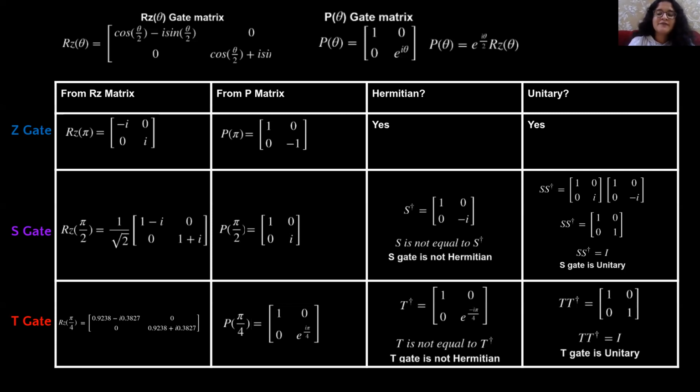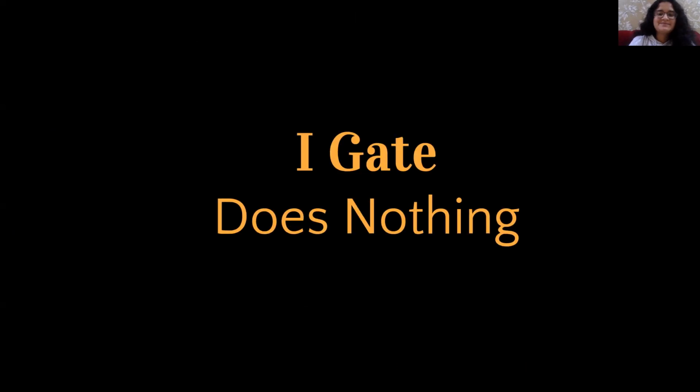So we also have an I gate, which is basically the identity matrix. And what happens when we apply it? Nothing. It does nothing. So if you have a particular state and apply I gate on it, it remains the same.